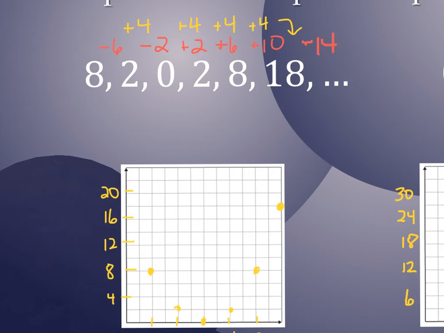And so we would end up with 32. It's going to be part of a parabolic curve. If we continued, we'd create that parabola, but this part is not part of the sequence.